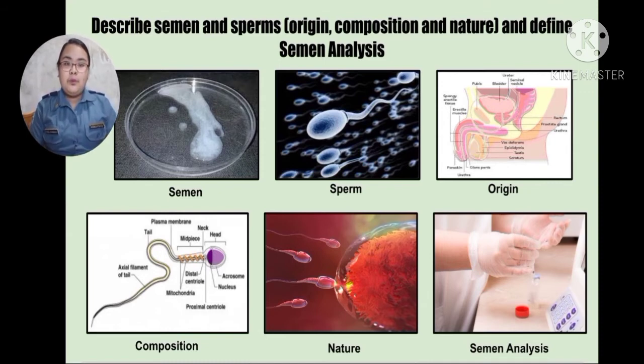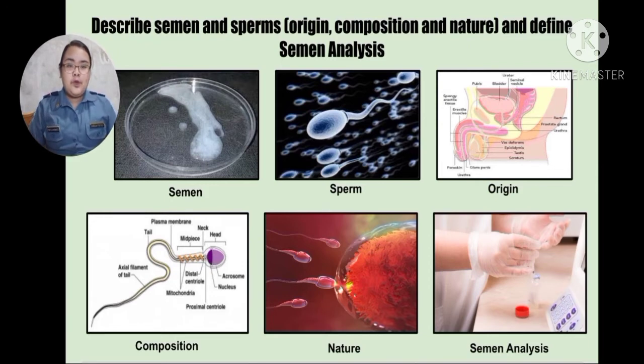Ang job lang po ng sperm is to fertilize yung egg inside the woman's body and eventually grow into a baby. So, next po dun sa nature. Sa nature naman daw po, ang nature po ng sperm cell is merong 23 chromosomes.